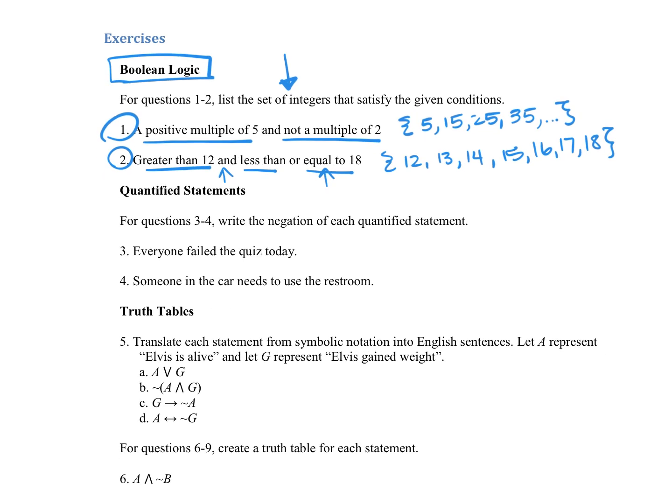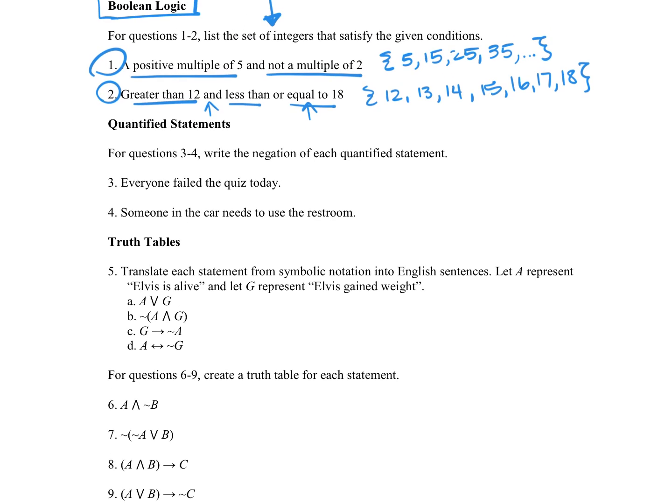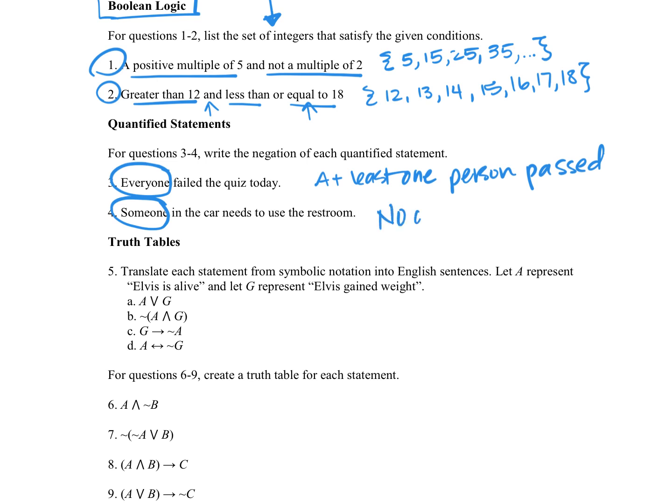For questions 3 and 4, we want to negate these quantified statements. So everyone, that's a universal quantifier. So we're going to say that at least one person passed. For number 4, we're saying someone, that's an existential quantifier. And so if someone in the car needs to use the restroom, then the negation, that would be no one needs to.